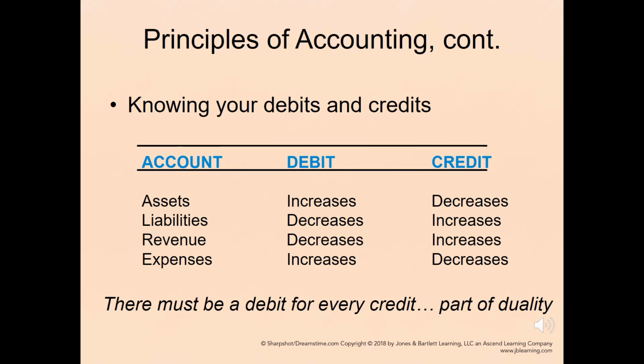Knowing your debits and credits. When you look at assets and liabilities, when an asset increases it is a debit, and it decreases with a credit. Liabilities decrease with a debit and increase with a credit. The same applies to revenues and expenses. Bottom line is that there must be a debit for every credit. It's part of duality.